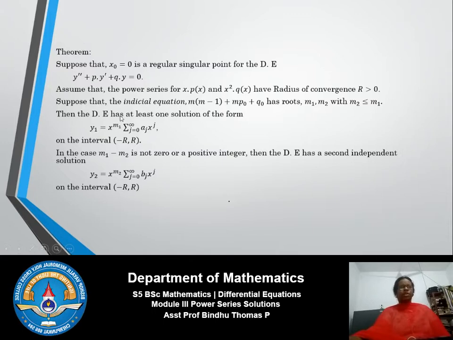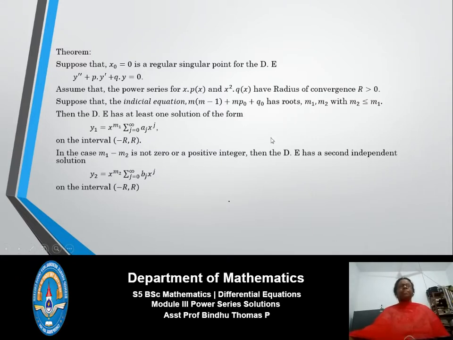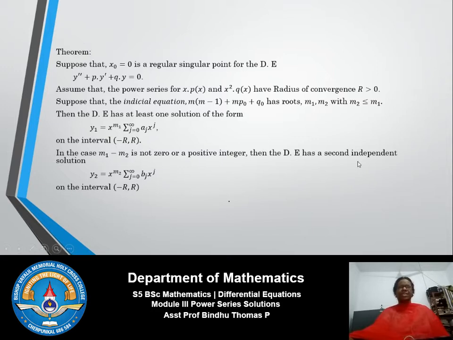So that the differential equation has at least one solution, either m2 less than m1 or m2 equal to m1. The differential equation has one solution y1 equal to x raised to m1 sigma j equal to 0 to infinity aj x^j on the interval 0 to r. Further, in the case m1 minus m2 is not 0, that is, m1 and m2 are different, or the difference is a positive integer, then the differential equation has a second independent solution, say y2 equal to x raised to m2 sigma j equal to 0 to infinity bj x^j on the interval 0 to r.